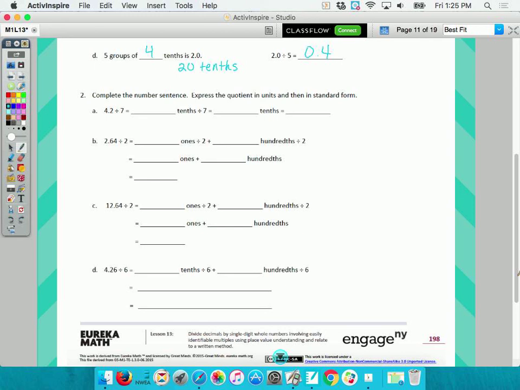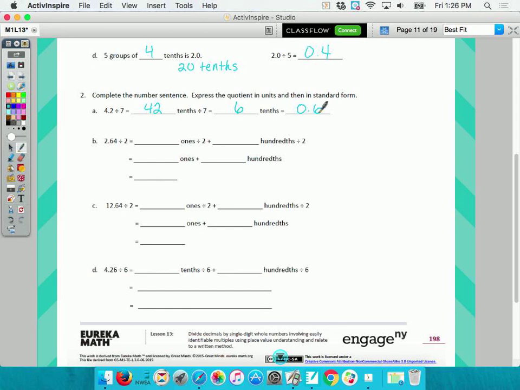Okay, so the first one, I notice I don't have the 3 equal signs, but I will on these next ones, okay? So the first one, I'm just going to change 4 and 2 tenths into unit form. So how many tenths is this? 42 tenths divided by 7. So 7 times something equals 42. What is it? 6. 6. So 6 tenths is my answer.